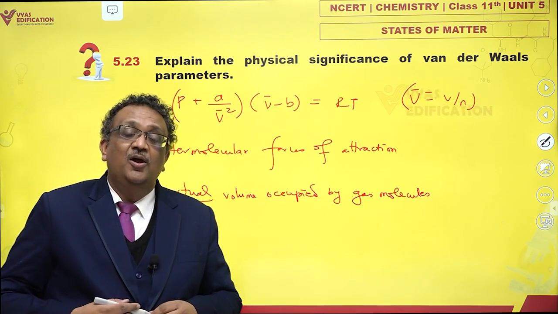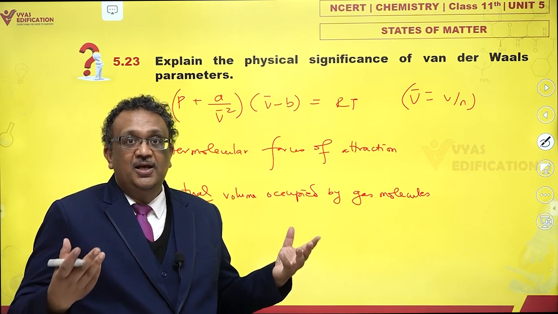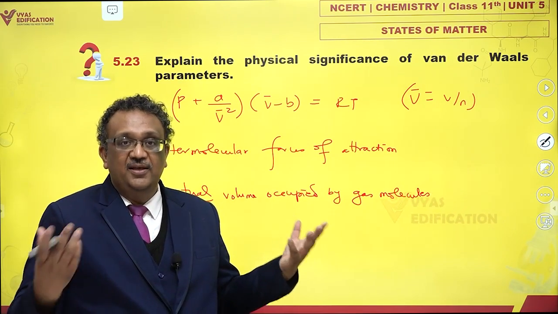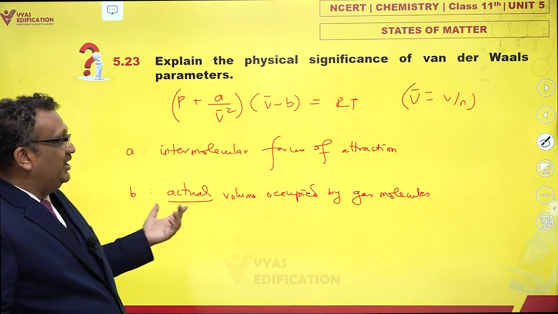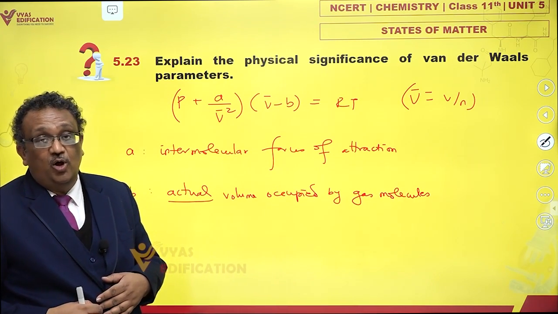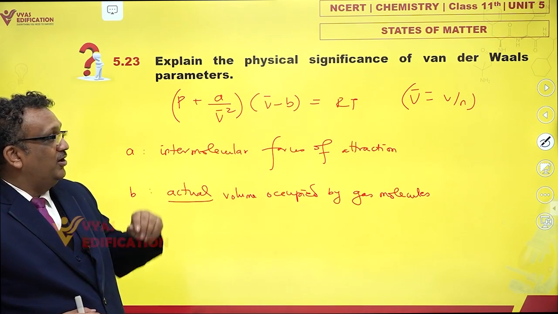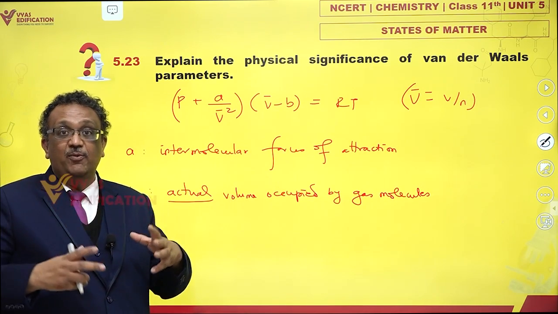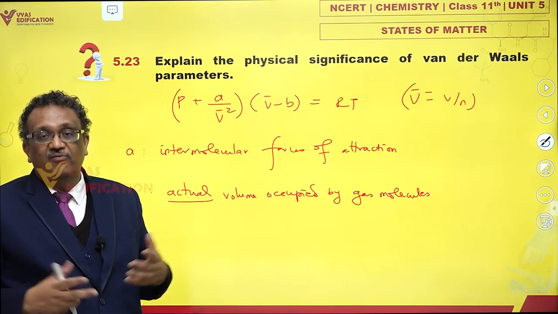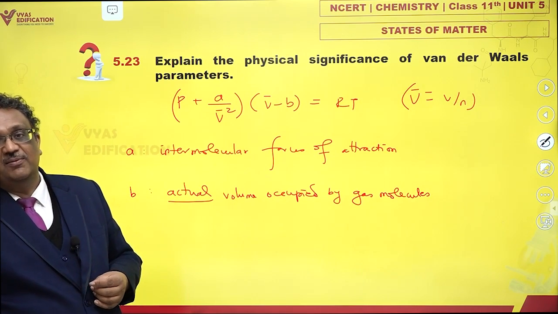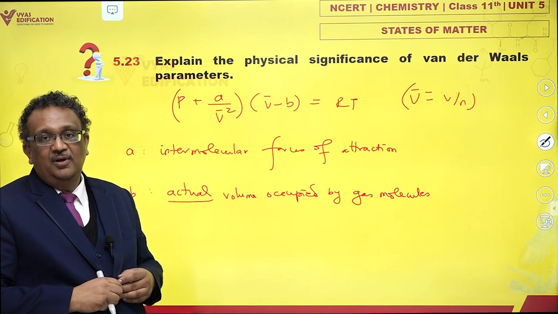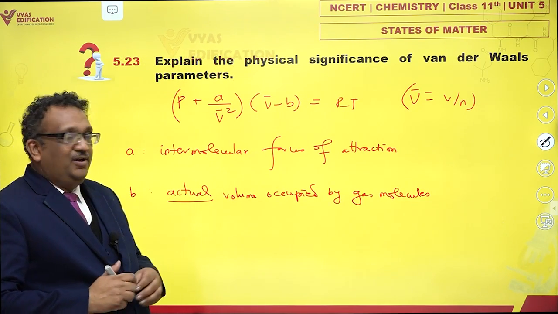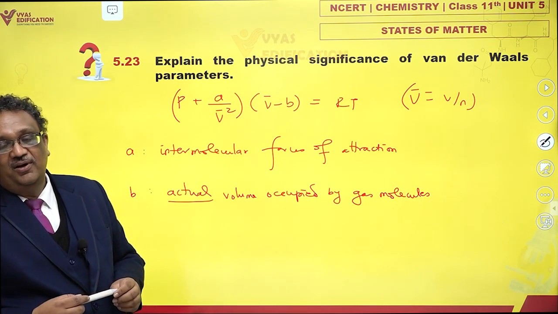How do you distinguish? Say if you have something like hexane. Now hexane is a huge molecule, C6H14. So b for hexane will be very large. But because hexane is non-polar, you would find intermolecular forces of attraction, or a for hexane, may not be very high as compared to, say, some other gas like chlorine. Now chlorine is a small molecule, but it may have higher intermolecular forces of attraction.